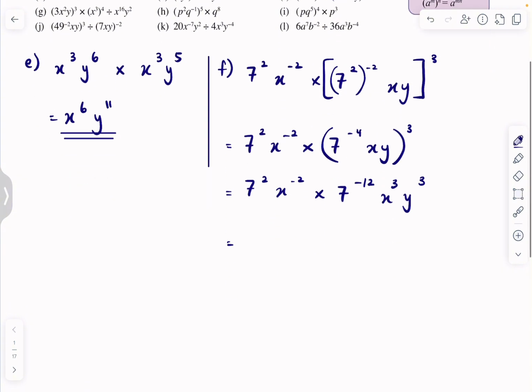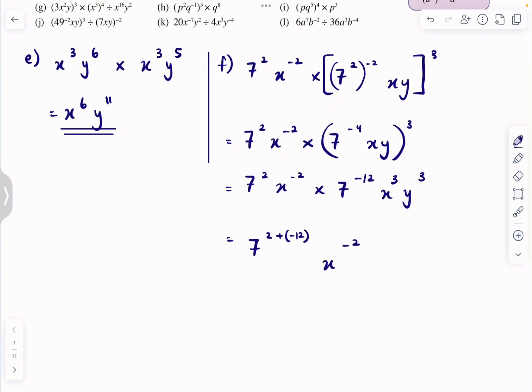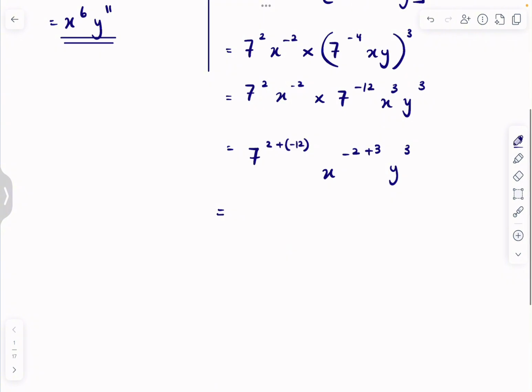Okay. So now 7 squared and 7 to the negative 12, we add the powers. X to the negative 2 plus 3. And then this y cubed. So 2 minus 12 is negative 10. 3 minus 2 is 1, and y cubed. Done.